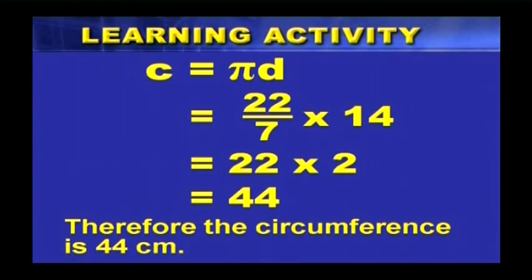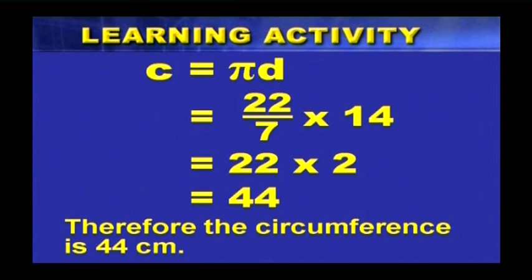Okay, there is also one here. I've asked you to write me the value of pi as a fraction. C is equal to pi d. The value of pi as a fraction is 22 over 7 times 14, if the diameter of a circle is 14. Here I'm still using pi d, but given as a fraction.